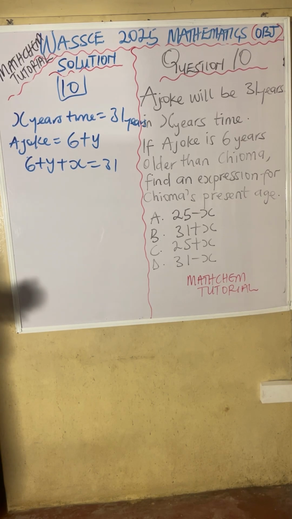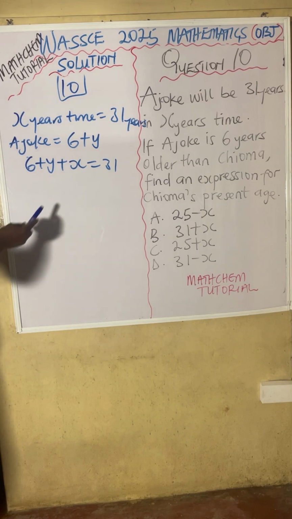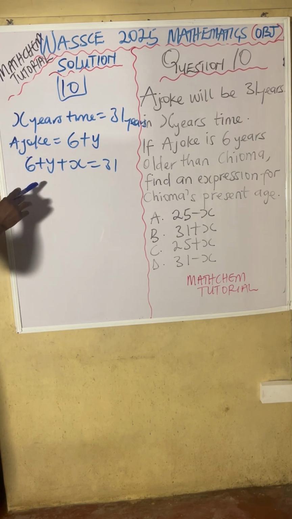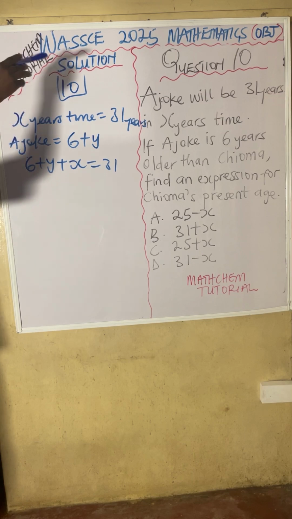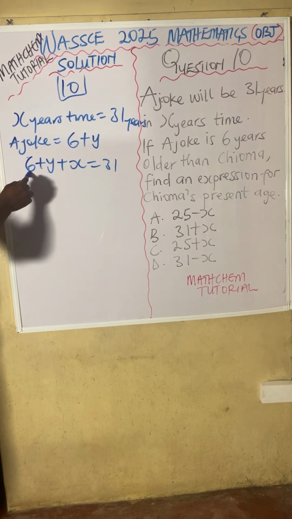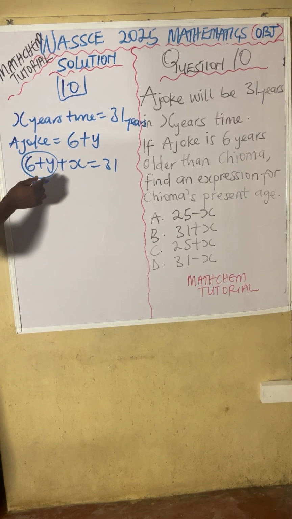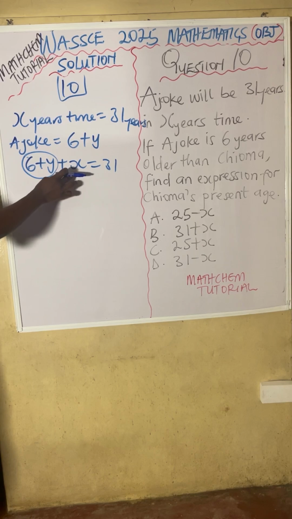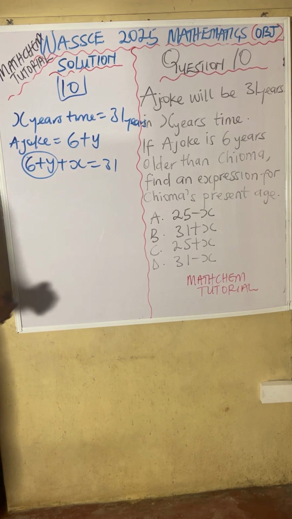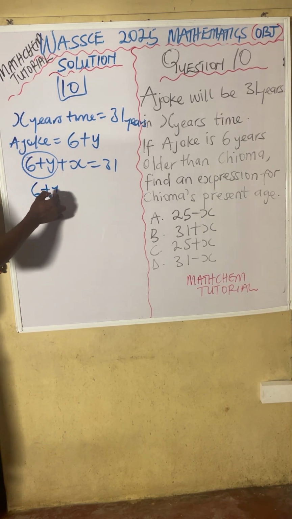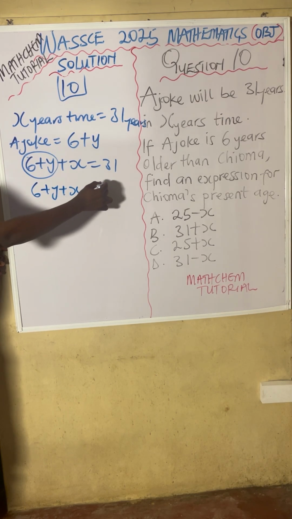So now that in a couple of years, maybe in 5 years time, in 7 years time, in 11 years time or so, Ajoke will be 31. Meaning that in that particular number of years I am referring to, if you sum up the present age of Ajoke, which is this, together with the years, it's going to be equivalent to 31. So that is what the expression is saying. Again, that will be 6 plus y plus x equals 31.